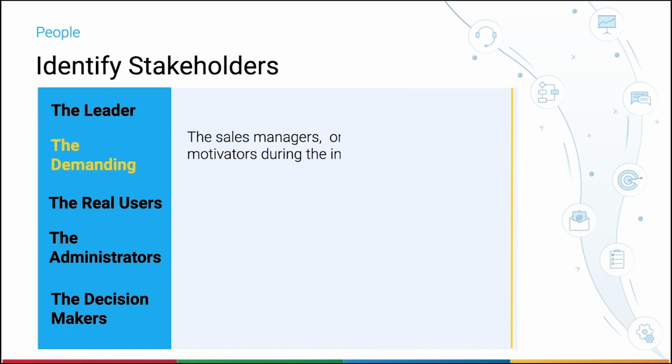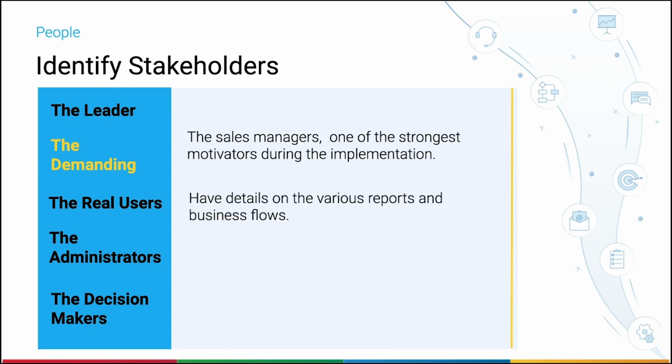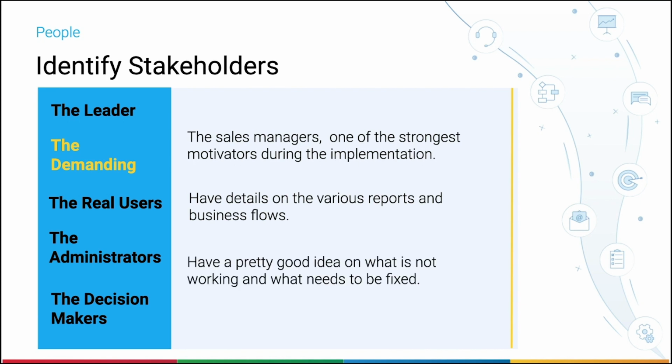The demanding. This person is one of the strongest motivators during implementation. They're the sales manager who will keep their sales team motivated to get the best out of the CRM. They'll have the details on the exact reports that are needed, the various business flows, and have a pretty good idea of what is not working in the current system and what needs to be fixed in the new CRM.